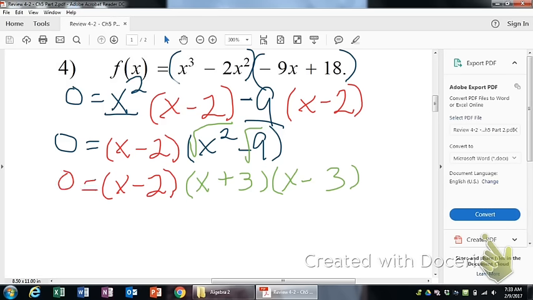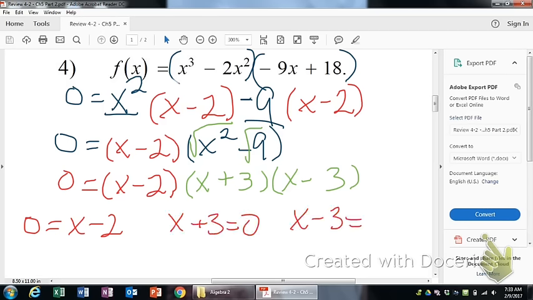So now I'm going to go ahead and set each individual term equal to 0 because I factored as far as I can. So what that means is I have x equals 2, negative 3, and 3.